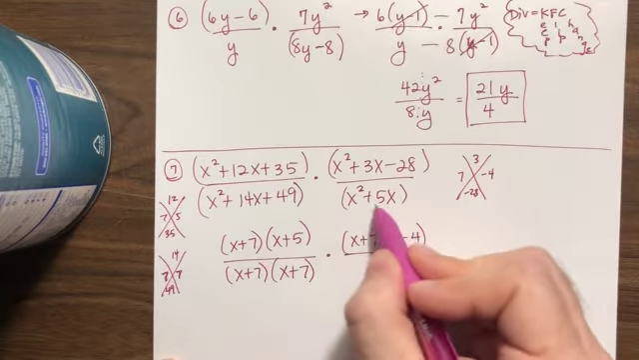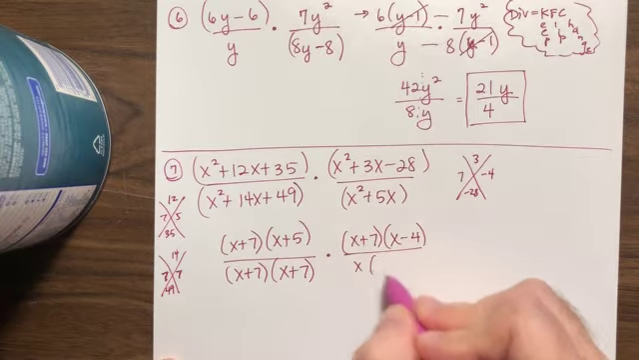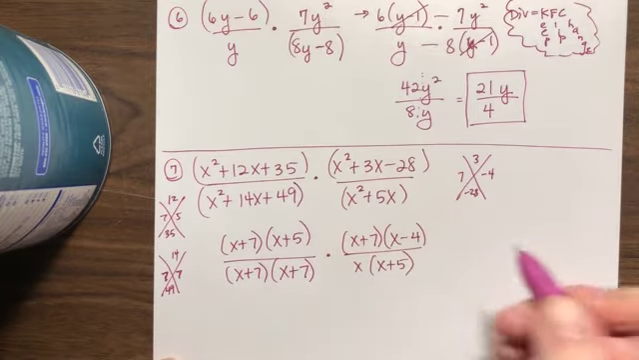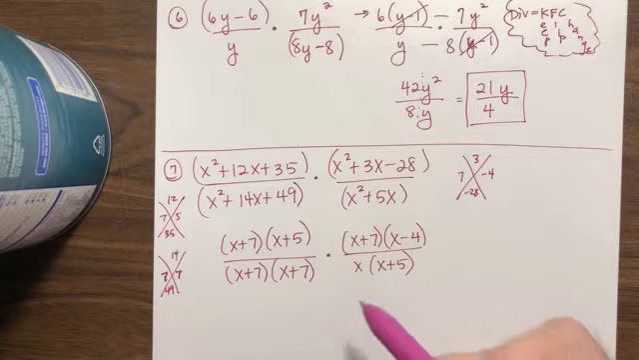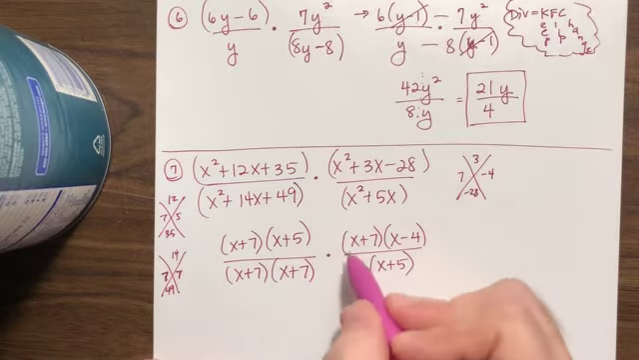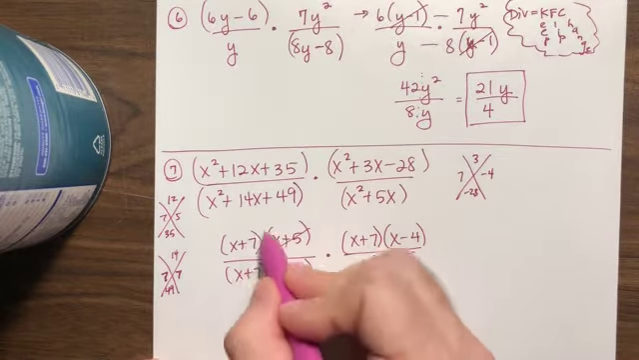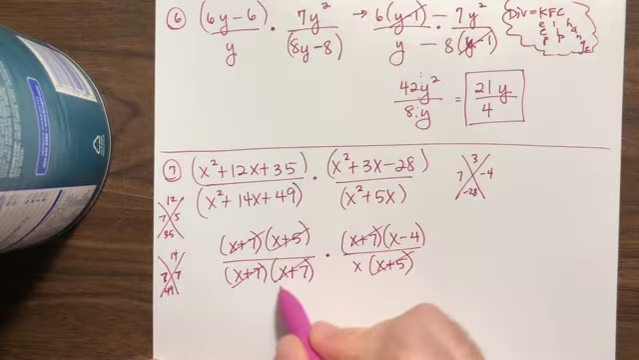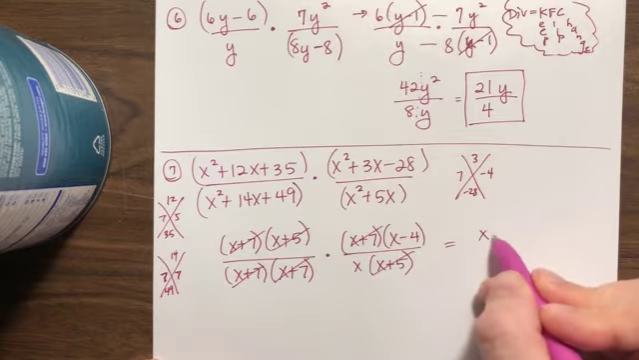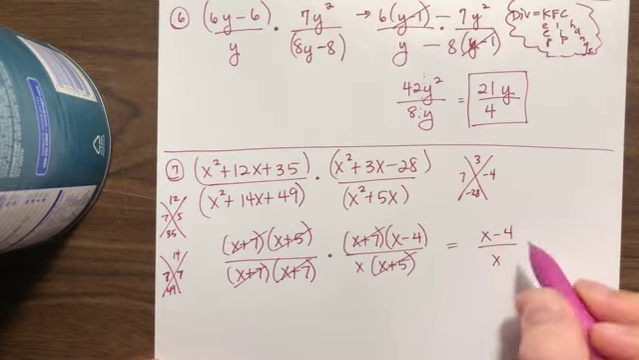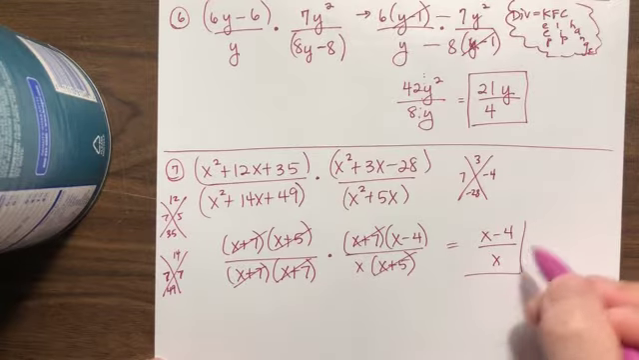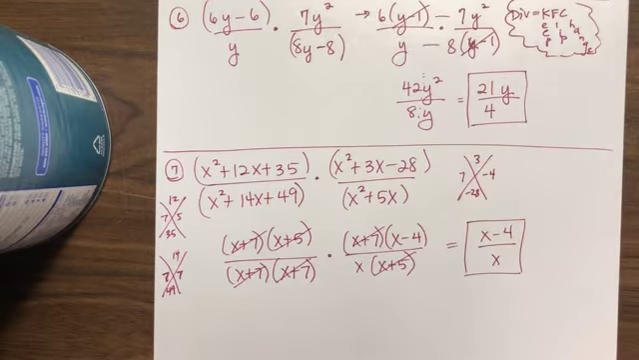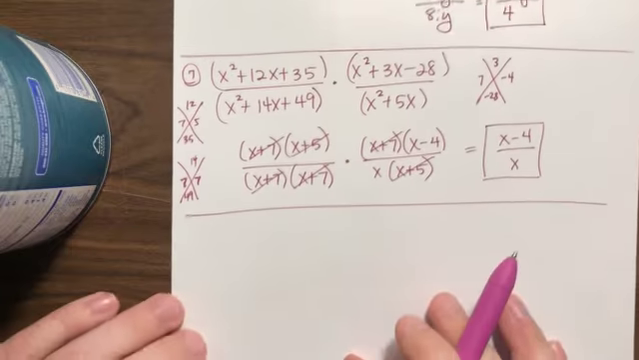Down here, don't do it. It's just GCF. You pull out an x, and you're left with x plus 5. And we're all factored up. Now let's cancel some stuff. X plus 5s, x plus 7s, x plus 7s. All right, we're left with x minus 4 in the top and x in the bottom. Do not cancel those x's. Don't be like that. Be better than that.